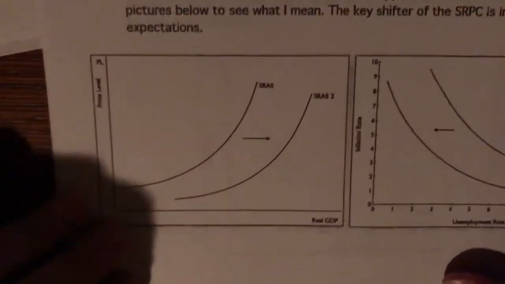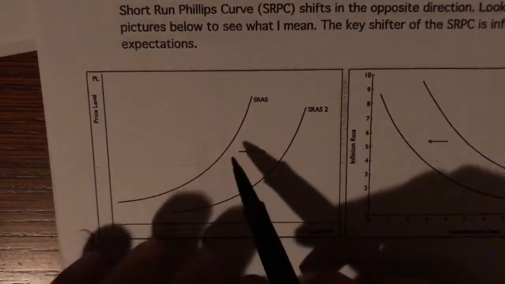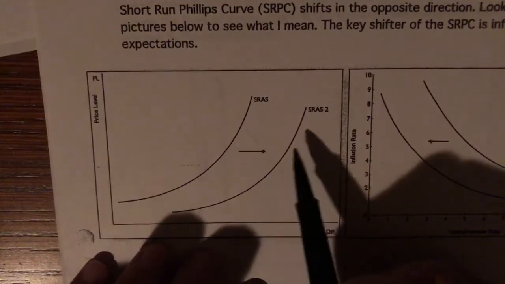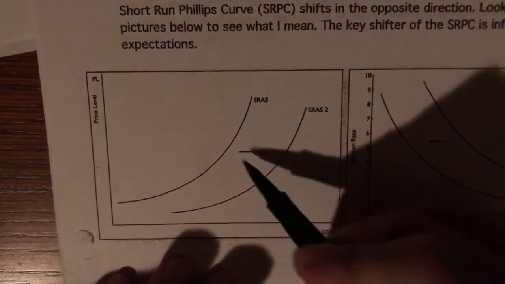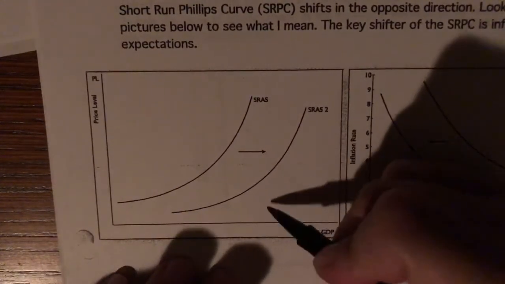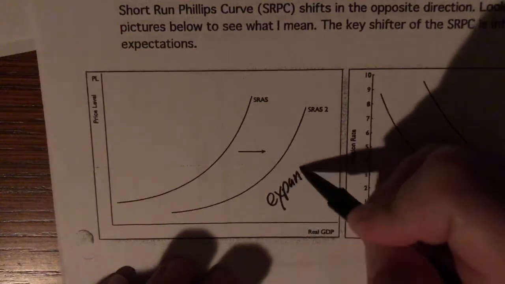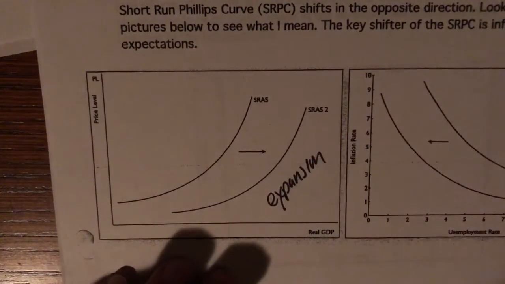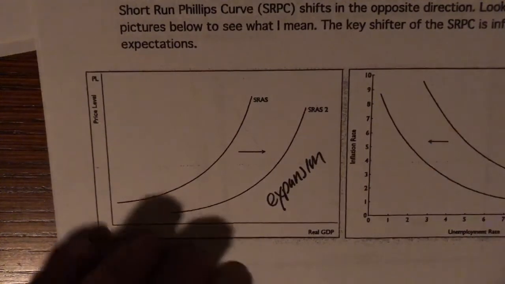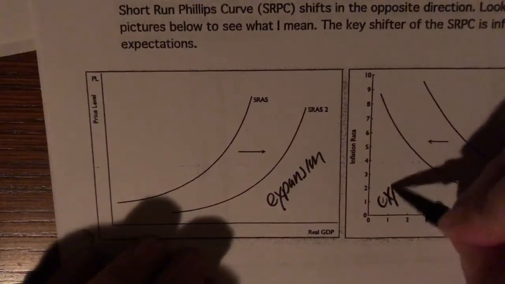So over here, I have my short run aggregate supply curve. We know output is going up, right? Output is going up, so that tells me I'm in an expansion, right? Well, that happens over here too. It tells me expansion, okay? Because unemployment was high over here, now it's going down. So this is an expansion.